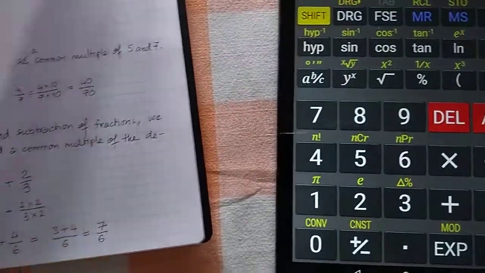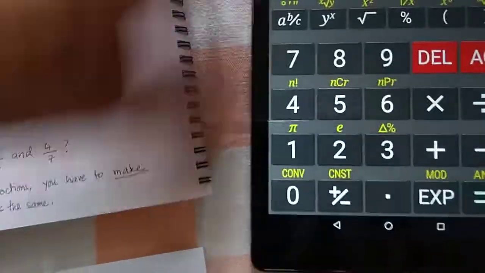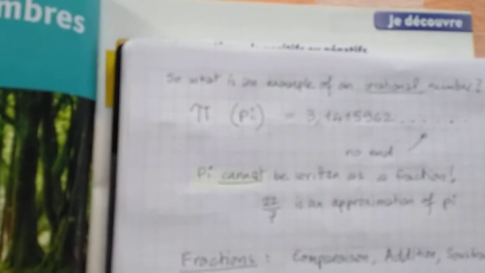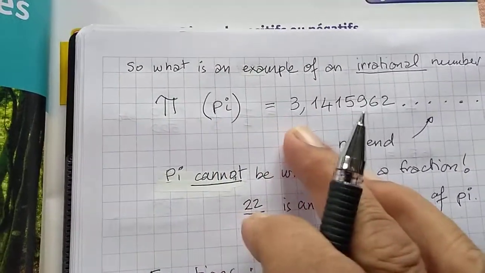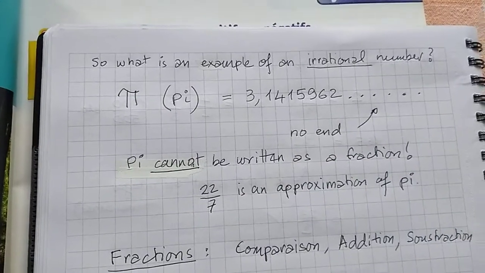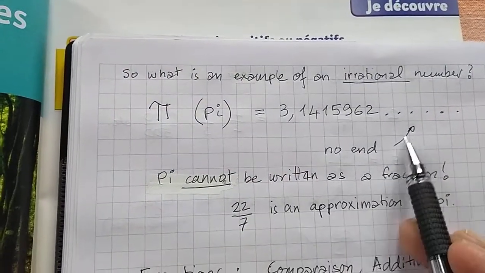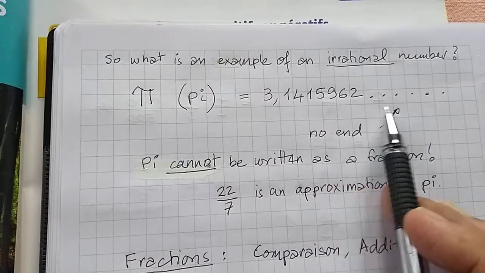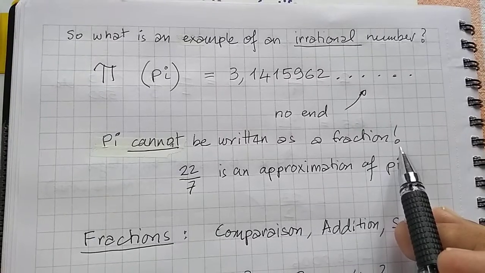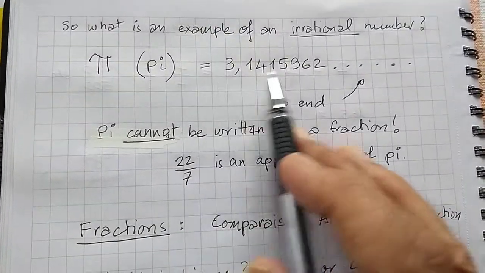Okay, so now, can I give you an example of an irrational number? The simplest example is pi. This is a number we all know, 3.1415962. It goes on without end. That's why I've written here no end. None of the digits repeat. There is no pattern. So pi cannot be written as a fraction. If pi cannot be written as a fraction, pi is an irrational number.